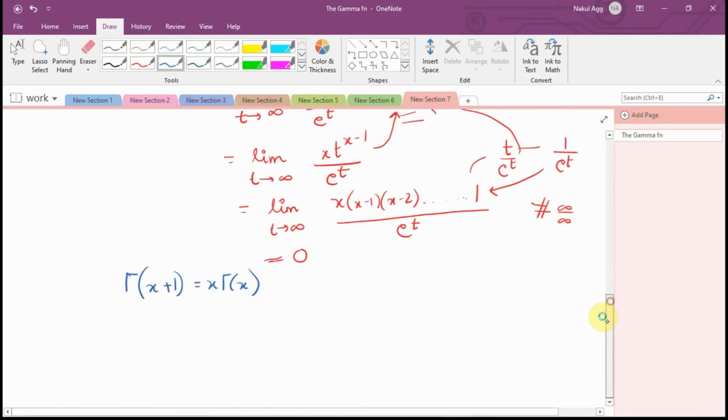Now we are going to prove that gamma of x plus 1 is simply equal to x factorial provided x is a positive integer.